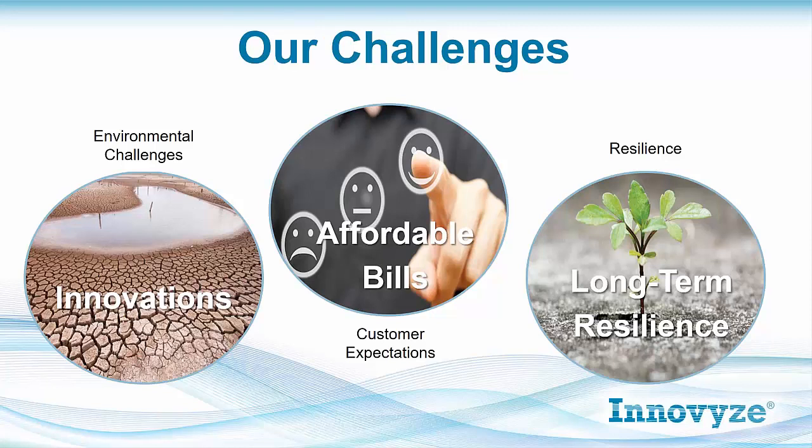Affordable bills means that companies will need to deliver a step change in efficiency in order to provide more for the customer, but at the same time reduce the bills. And this can only be achieved, for example, by reducing leakages. Long-term resilience is an important discussion, which basically means reducing the probability of water supply interruption.